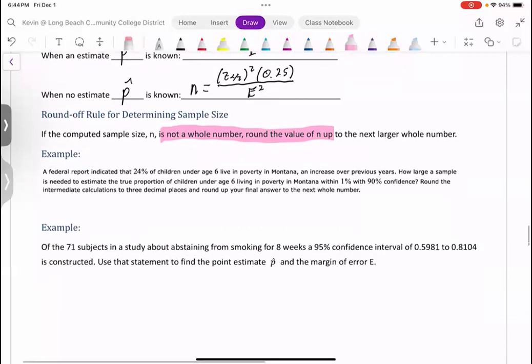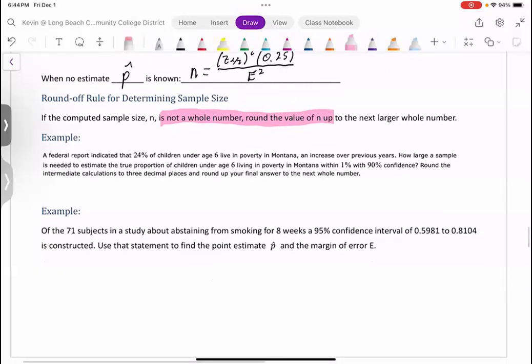All right. A federal report indicated that 24% of children under the age of 6 live in poverty in Montana, an increase over previous years. How large a sample is needed to estimate the true proportion of children under the age of 6 living in poverty in Montana within 1%, with 90% confidence?